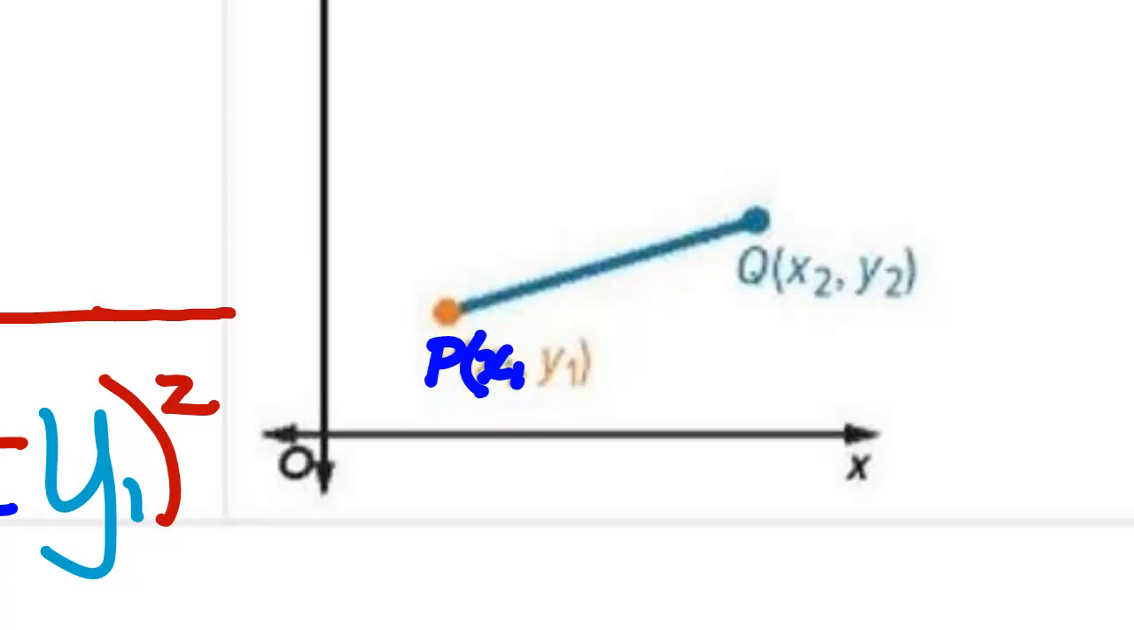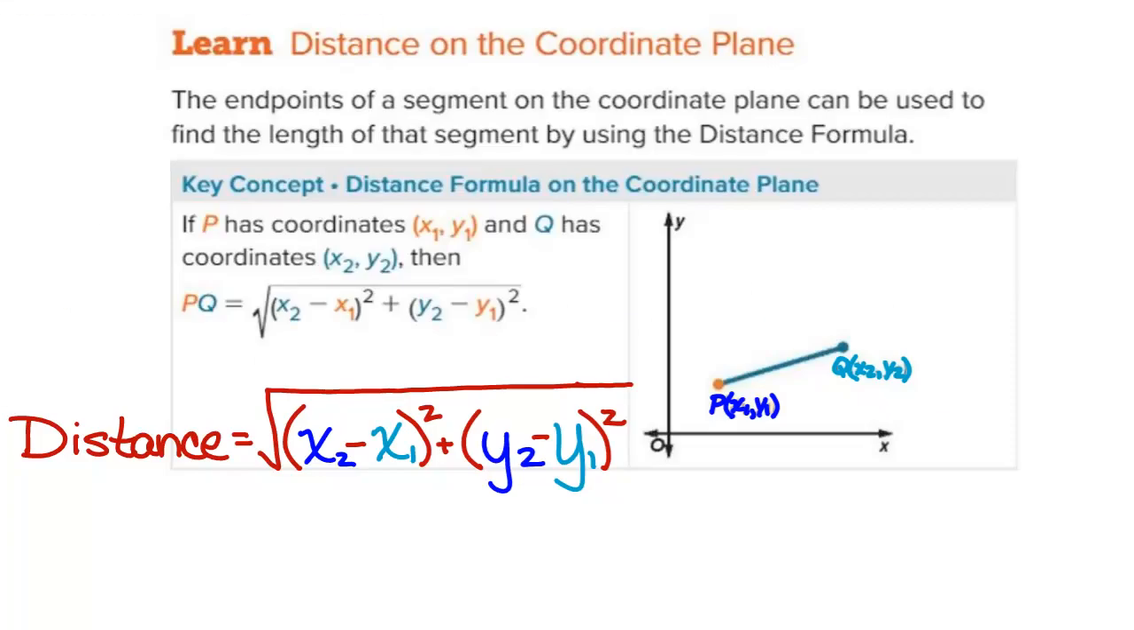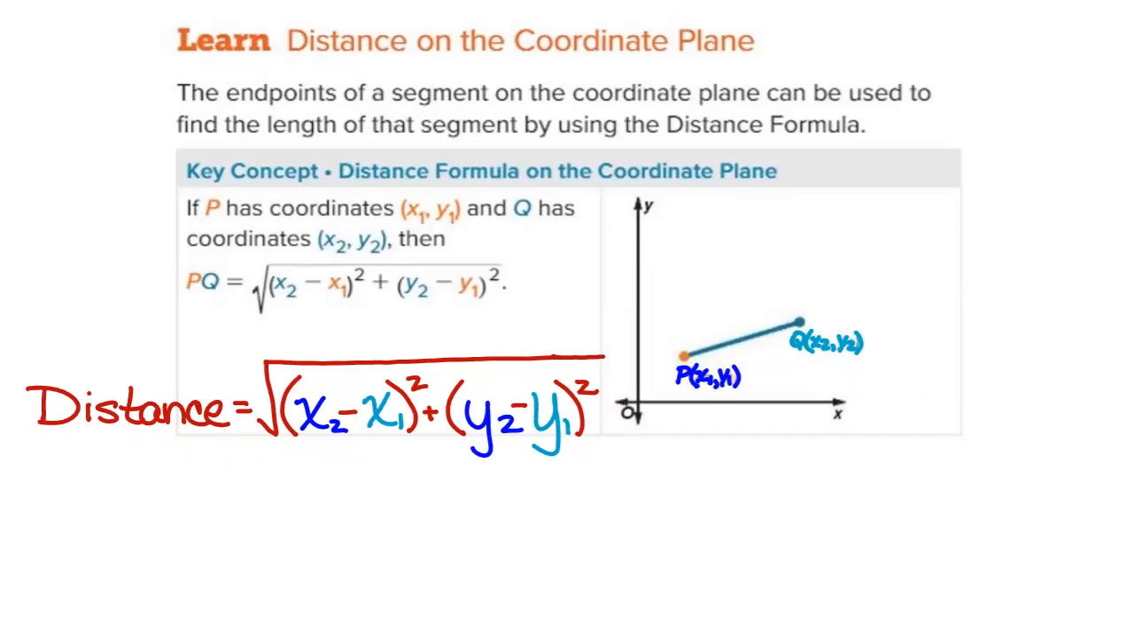So we're going to label our points x1 and y1. And then the other point will be x2, y2. That is going to be the first thing that we do when we are finding distance between two ordered pairs. We're going to label up our points.